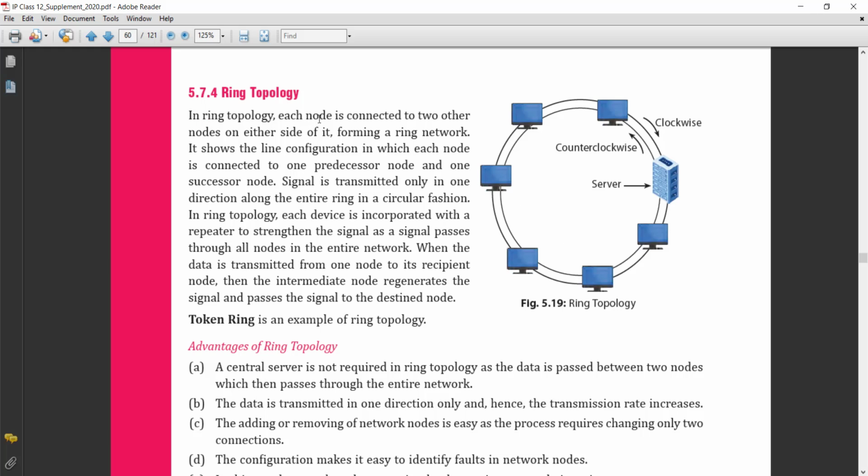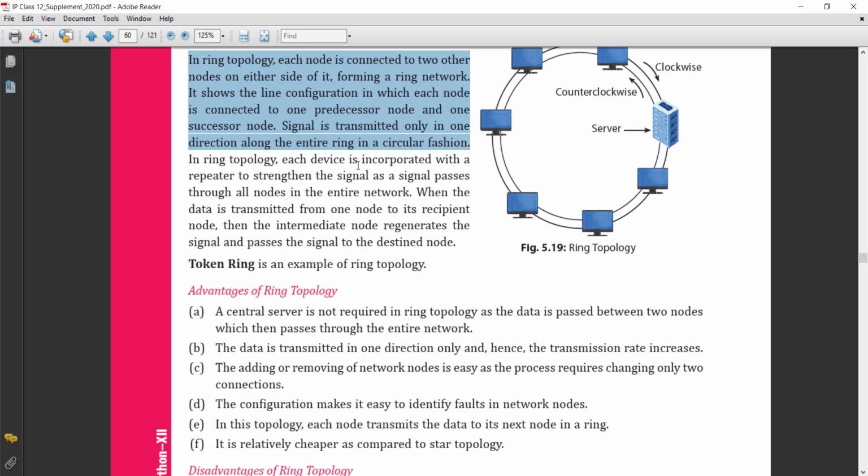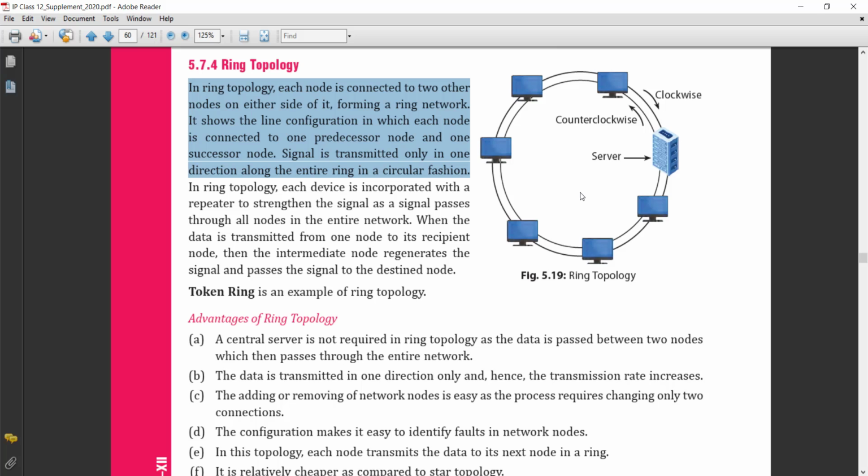In a ring topology, each node is connected to two other nodes on either side of it, forming a ring network. It shows the line configuration in which each node is connected to one predecessor node and one successor node. The signal is transmitted only in one direction along the entire ring in a circular fashion. So this is the ring topology. Only note this, and also draw this figure.